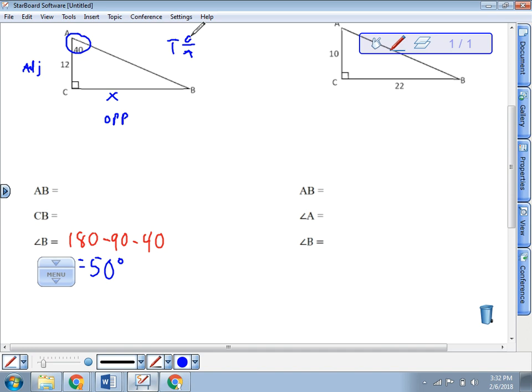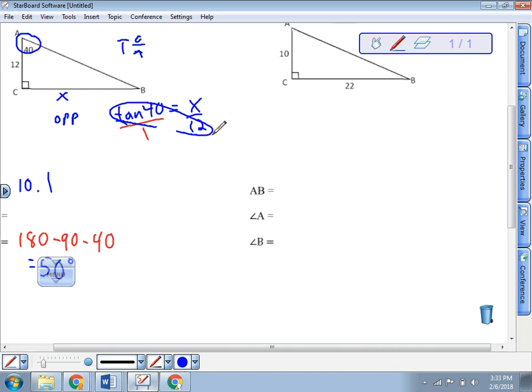So now to find AB, here we go. I'm going to say the tangent of 40 equals x over 12, opposite over adjacent. How do I solve for that? I'm just going to cross multiply. So I'm going to get x equals tan of 40 times 12. That value is going to end up equaling approximately 10.1. That's how we find AB.